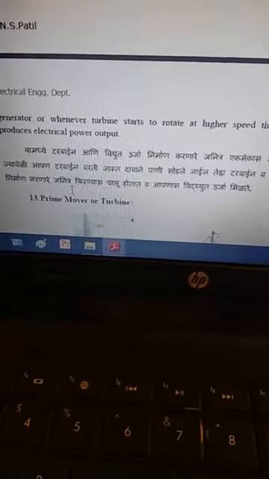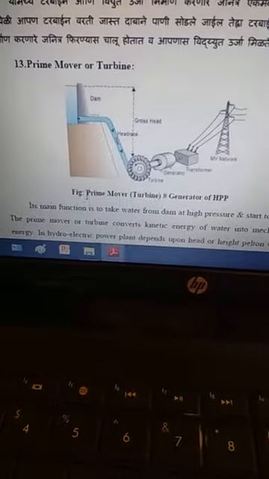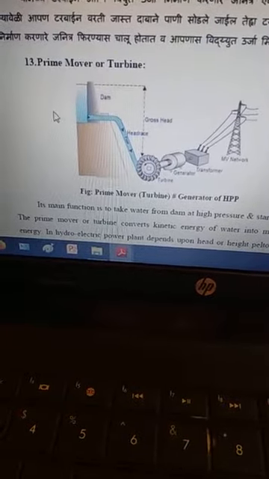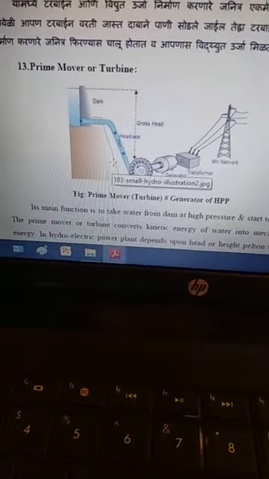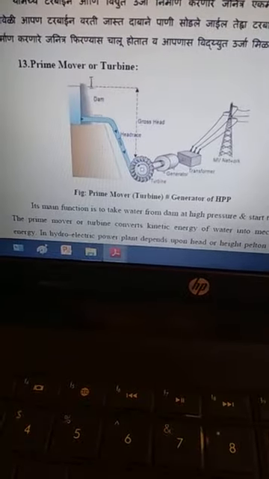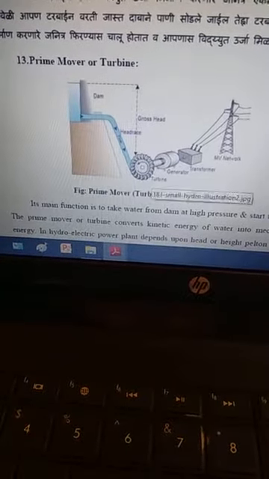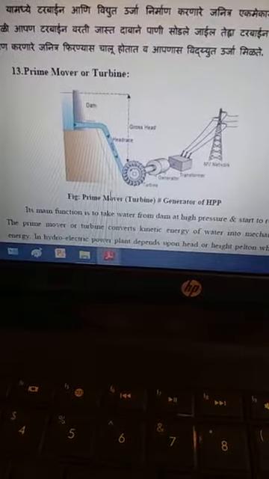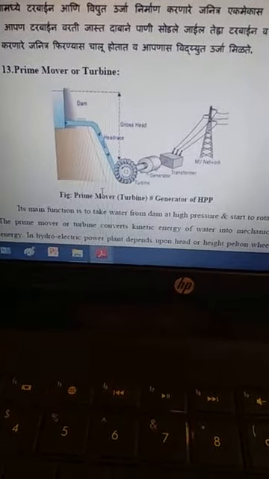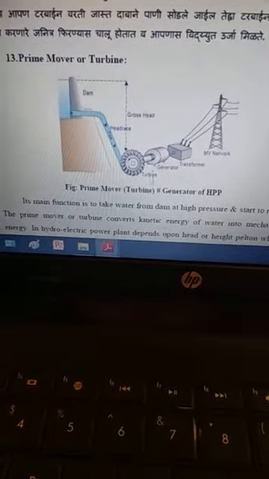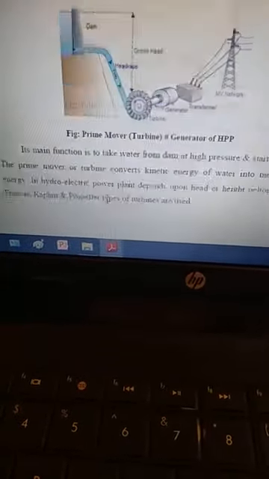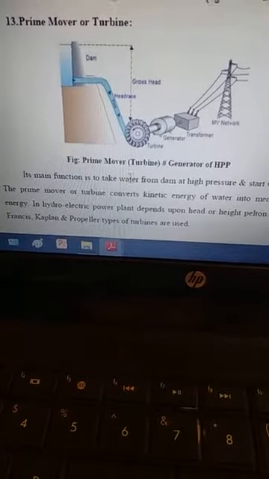Let us move on to the next element, the turbine. The powerhouse is now defined component wise, so the turbine is part of the powerhouse, and you already know its function. It converts the kinetic energy of the water flowing through the penstock into mechanical work, and then finally into electric energy. It is also named the prime mover.